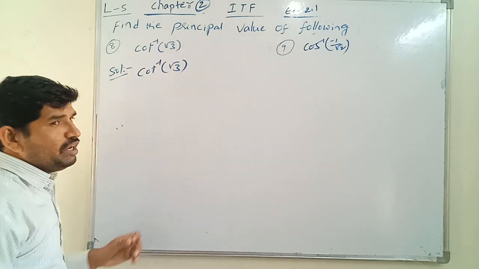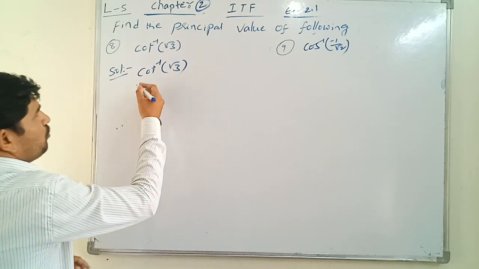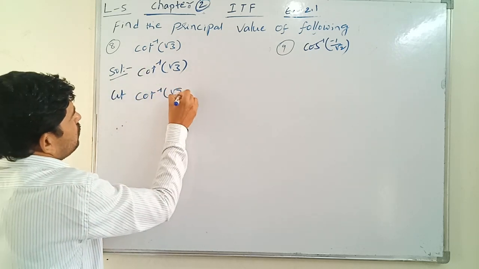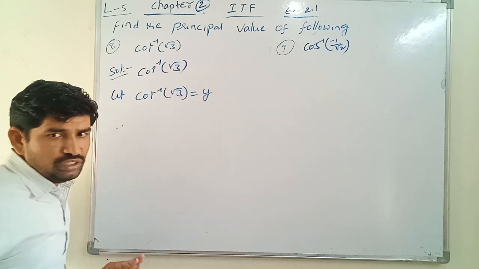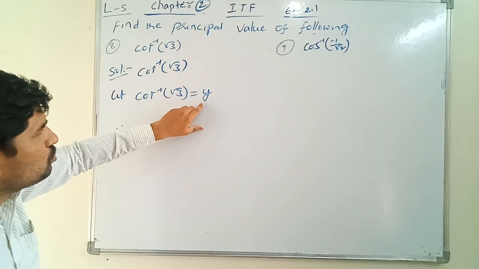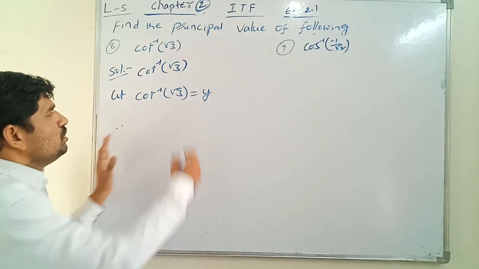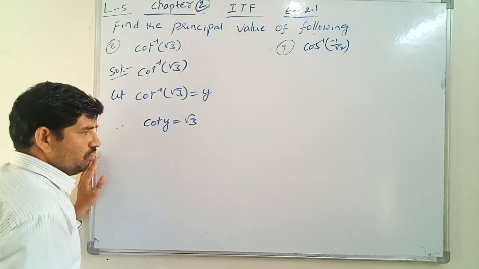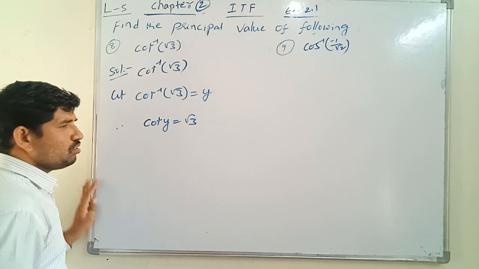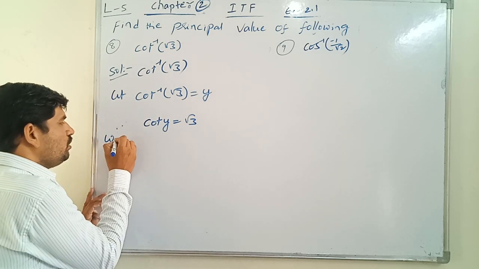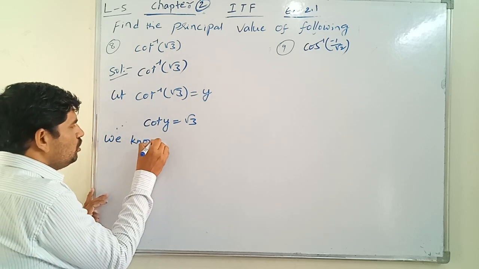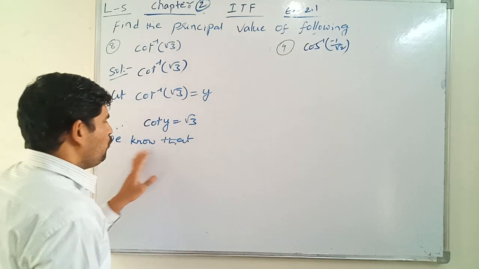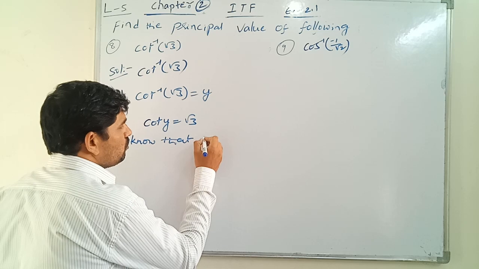By taking cot inverse root 3, first we have to say let cot inverse root 3 be equal to y. From this we can write cot y is equal to root 3. After this, we have to write we know that. Even if you don't know anything, you have to say we know that. What do we know?